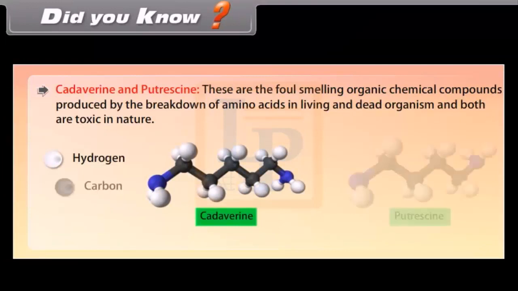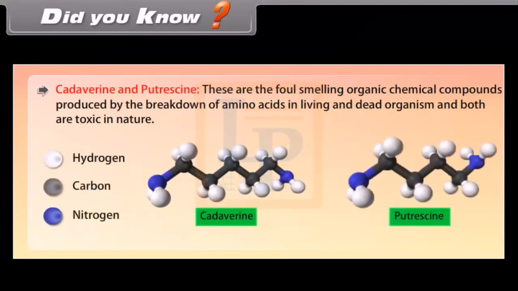Did you know? Cadaverine and putrescine. These are the foul-smelling organic chemical compounds produced by the breakdown of amino acids in living and dead organisms, and both are toxic in nature.